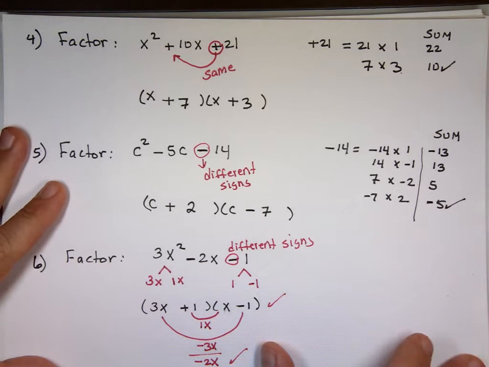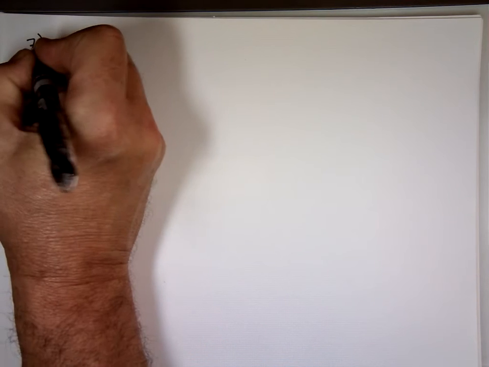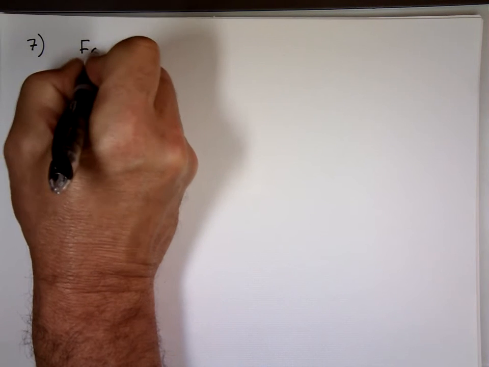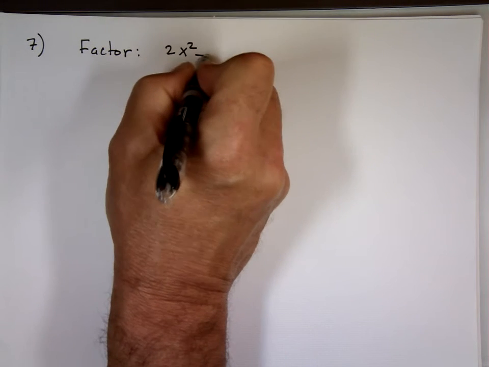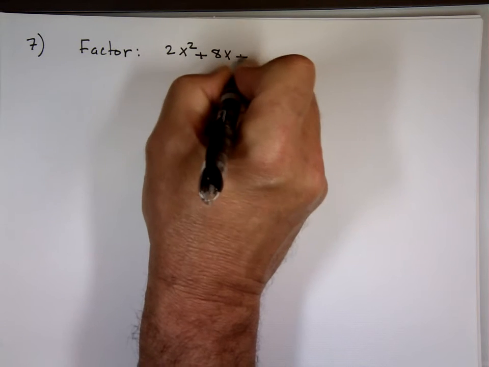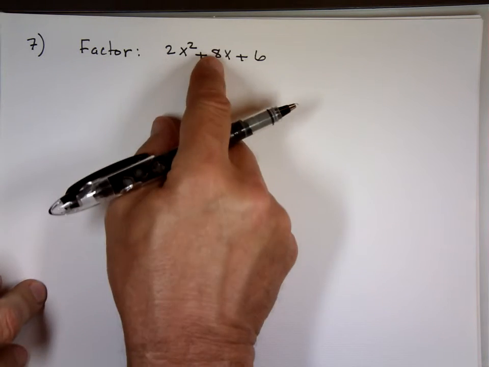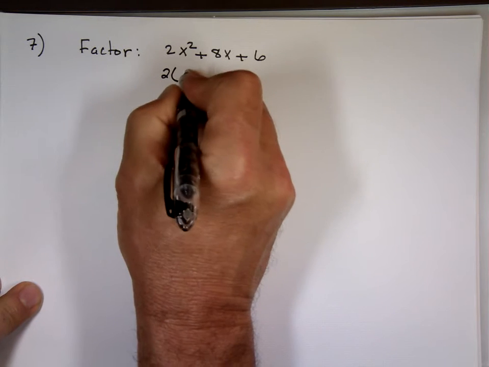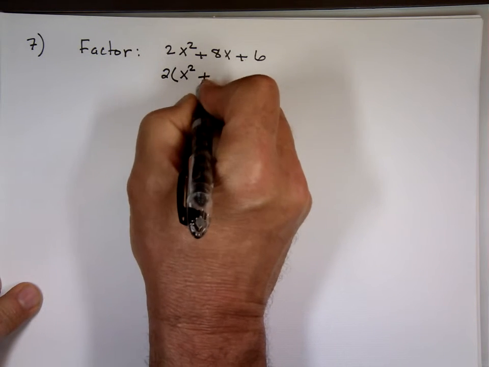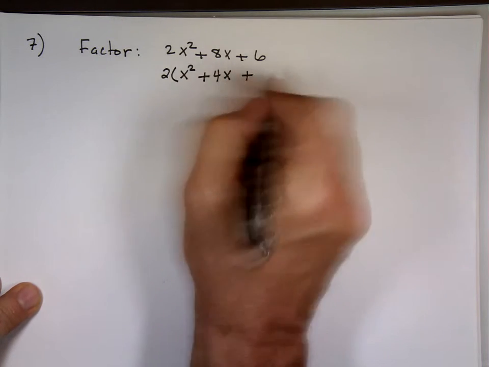Let's try another one. Factor 2x squared plus 8x plus 6. Now notice this one, they all have 2 in common. The greatest common factor is a 2 here. So if I take a 2 out, what's left? x squared plus 8 divided by 2, which is 4, and I still have the x. 6 divided by 2, which is the 3.